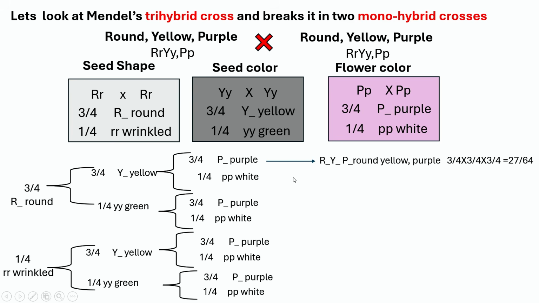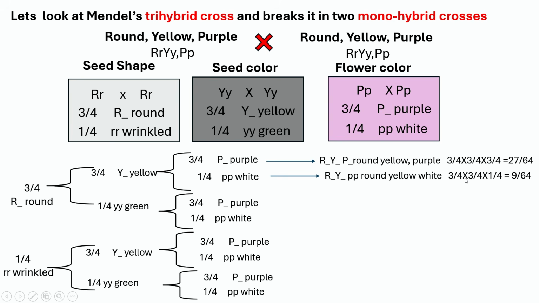So how do we get the final frequencies? We just simply multiply. We multiply 3/4, 3/4 and 3/4. We get 27 out of 64. We multiply 3/4 with 3/4 and we multiply with 1/4.